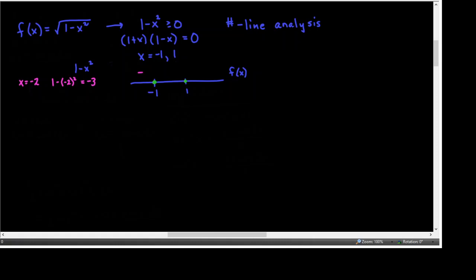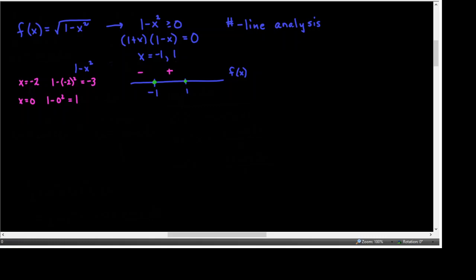Okay, now let's pick something between negative 1 and 1, like 0. I always pick the easy numbers because I'm chicken, I guess. So 1 minus 0 squared is 1, and that's important to know, but more importantly, that's a positive number, and that means that any number I had picked between negative 1 and 1 would have given me a positive result.